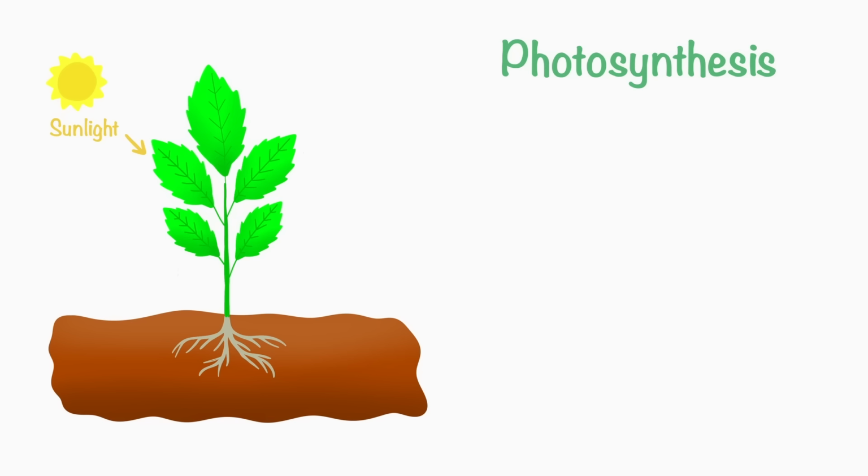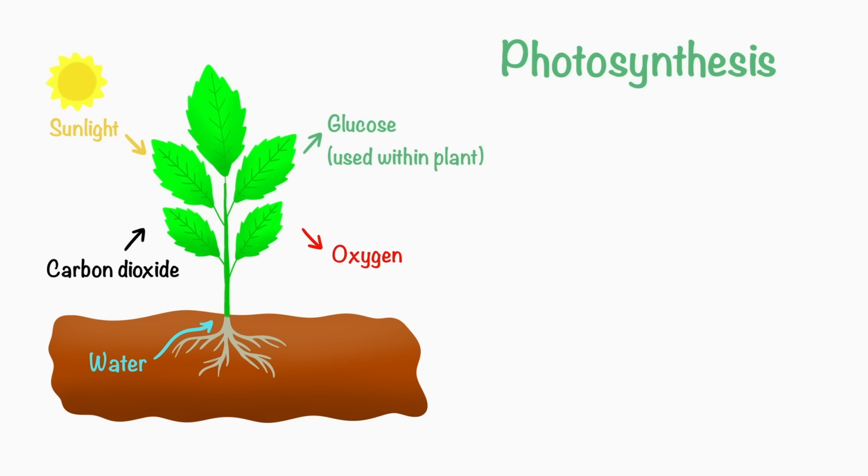Photosynthesis is the process by which plants use energy from sunlight to convert carbon dioxide and water into glucose and oxygen. It's one of the most important biological processes on our planet. The word photosynthesis gives us clues about what's happening. Photo relates to light, and synthesis means putting together. So, photosynthesis is literally using light to build compounds.